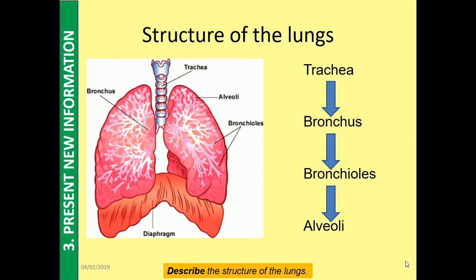Alveoli being the plural, alveolus being the singular. One air sac is an alveolus. So trachea first of all, which is the windpipe, but trachea sounds much better. Bronchus or bronchi, if you're looking at the plural, bronchioles, many branchings out, and then alveoli at the bottom, at the end of those branches.